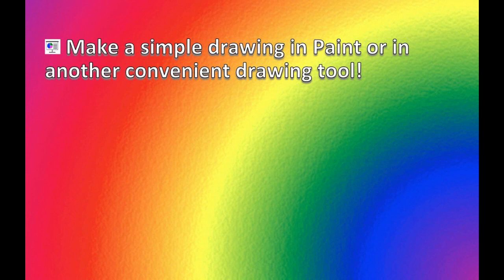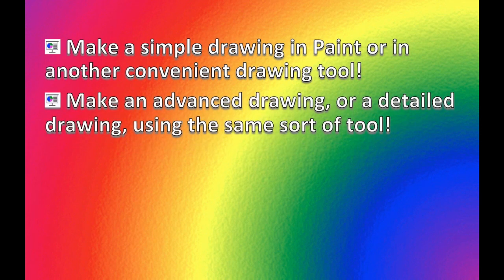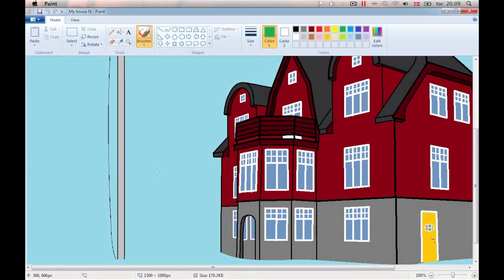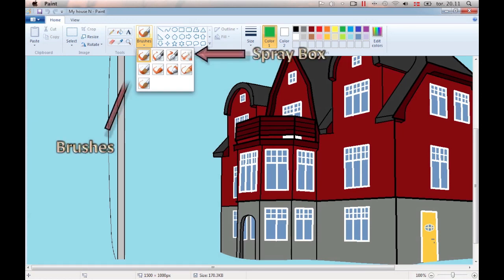Now, method number two for making an illustration for your PowerPoint presentation, make an advanced drawing or a detailed drawing using the same sort of tool. MS Paint also has a number of tools in addition to what I consider being the basic ones. Among these are a spray box, a number of brushes, and even a pencil and a pen.